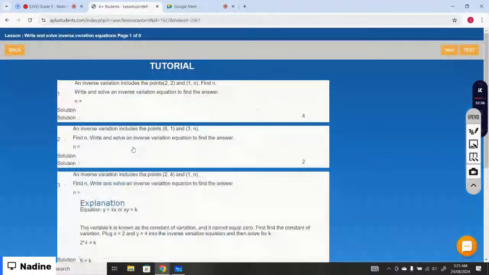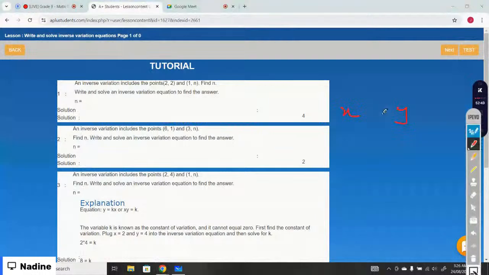An inverse variation equation includes (2, 2) and (1, n). Find n. What is the inverse relationship? For example, you have two variables x and y. If x is increasing, the same way y is decreasing, right? And if x is decreasing, the same way y is increasing, that is the inverse variation, right? One of the quantities is increasing, the second one is decreasing, right? That is the inverse relationship, right?